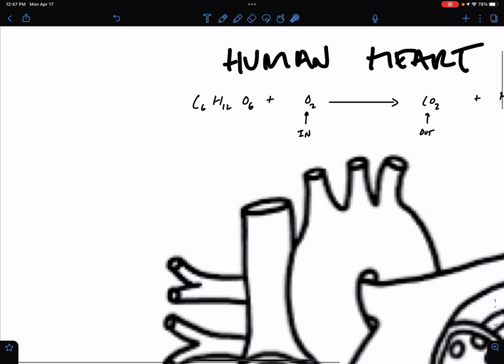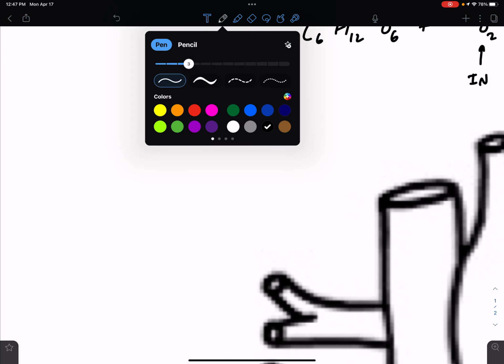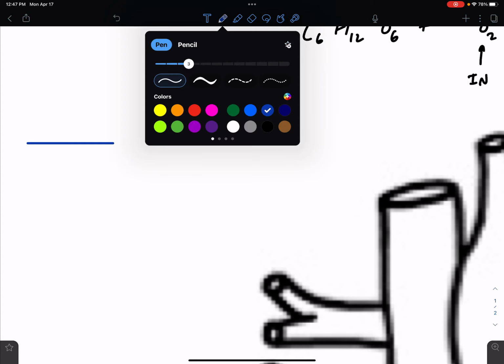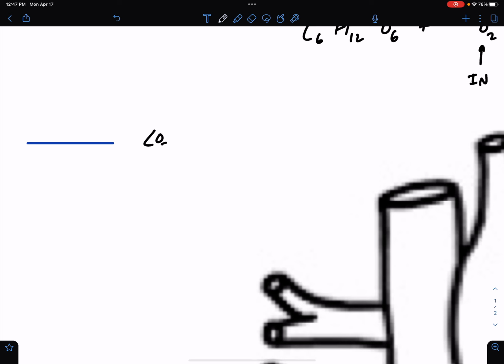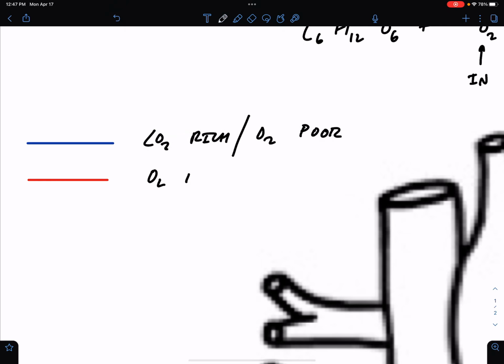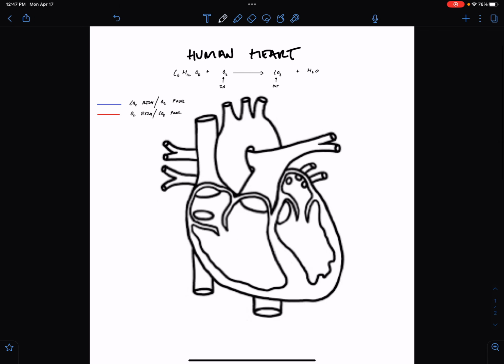So I'm going to use two different colors throughout the course of this screencast, and anytime I use a blue line, I'm going to be talking about CO2 rich, which means O2 poor blood. And anytime I use a red line, I'm going to be talking about O2 rich, CO2 poor blood. Okay. So here's the heart.